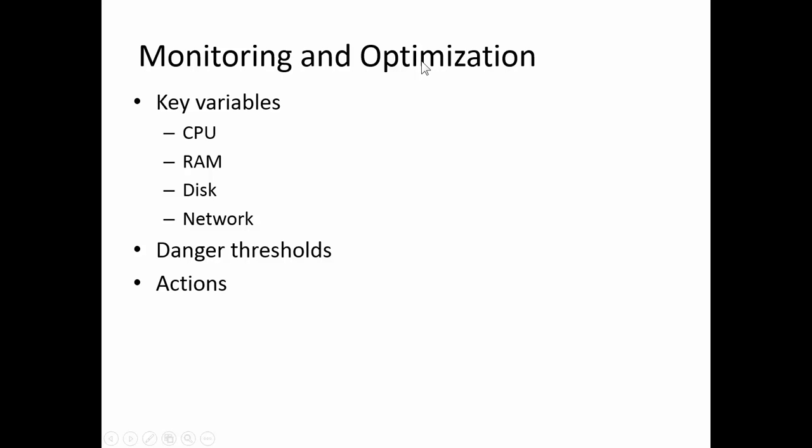And in monitoring and optimization, we have 4 key variables to measure: CPU utilization, free memory, disk utilization, and network utilization, and we compare them against danger thresholds. And if any danger thresholds are met, then we take action. So what we have is we've got the key variables, the danger threshold, and the action.